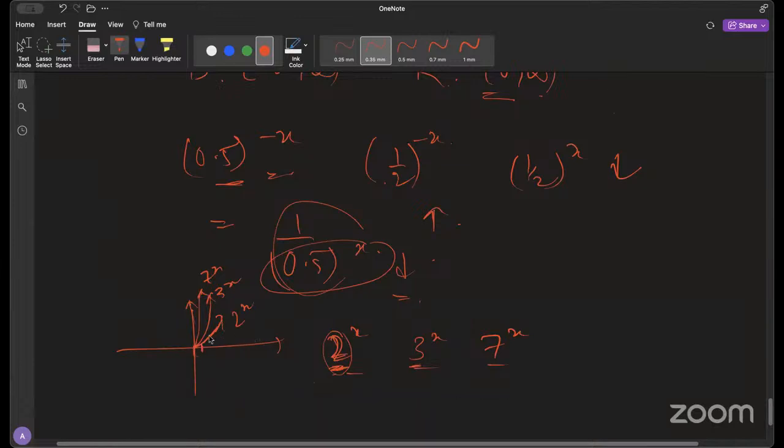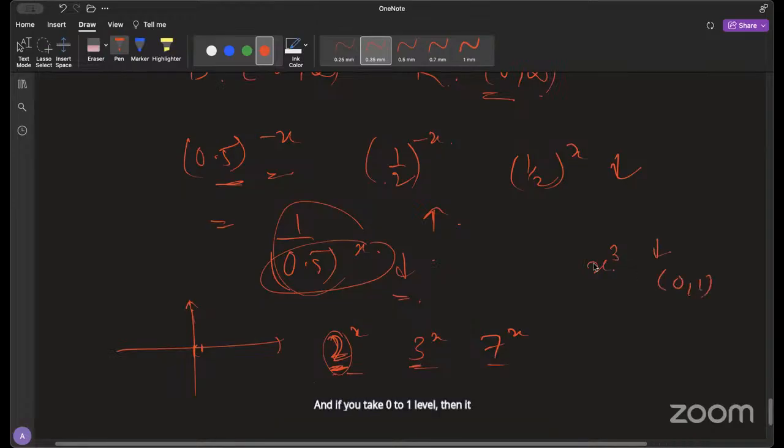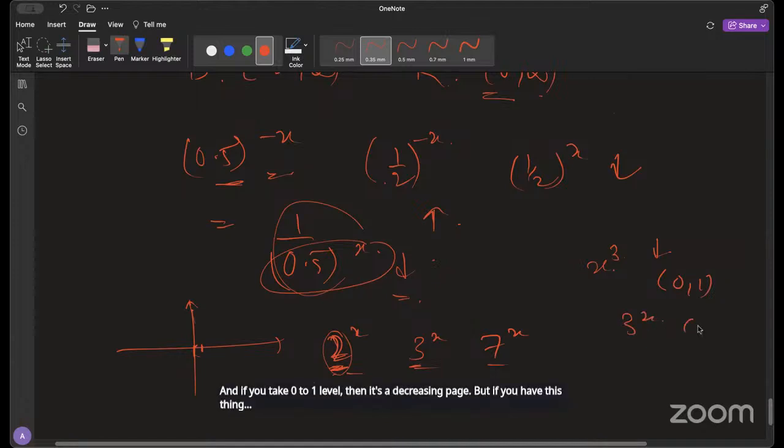But it is different for the 0 to 1 domain. Yeah, it's not different here. It's only different when you have this thing in the base. So when you have something like this, and if you take 0 to 1 here, then it's a decreasing thing. But if you have this thing and you take from 0 to 1, it's still increasing.